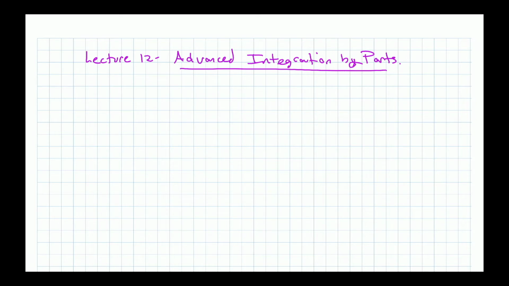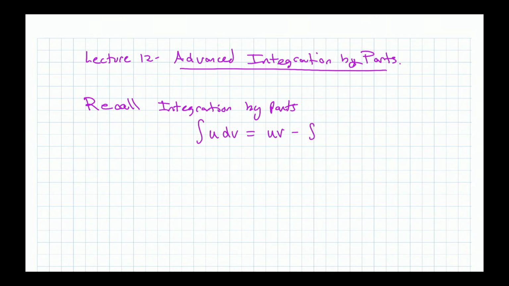So there's not really any theoretical motivation for this. They're just tricks. Mostly just algebra tricks and things like that. But you do need to know your basic integration by parts. So recall integration by parts, the formula. So the formula says the integral of u dv equals uv minus the integral v du. Okay, so that's our basic thing.